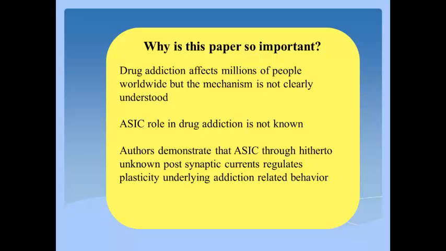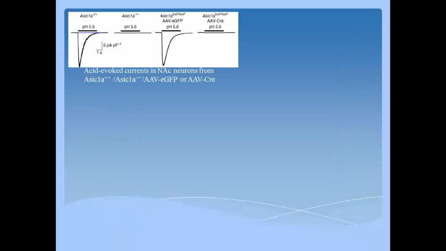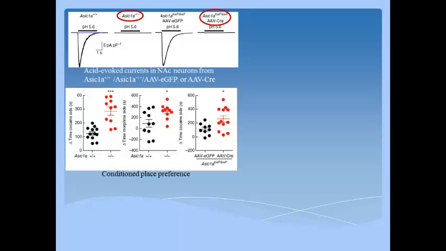Authors demonstrate that ASIC, through hitherto unknown postsynaptic currents, regulates plasticity underlying addiction-related behavior. Deletion of ASIC1A by knockout or ASIC1A reinjection disrupted acid-evoked currents in the nucleus accumbens region of the mice.